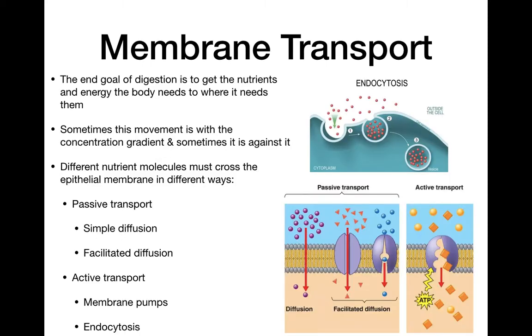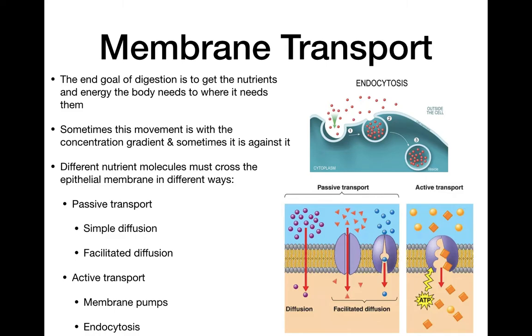Okay, let's do membrane transport. So this is kind of back to topic 1, because the end goal of digestion is to get the nutrients into your body and energy where it needs to be, it has to enter the bloodstream. So this movement can be with the concentration gradient or it can be against it. It really depends on the particular nutrient. So they cross the membrane of the microvilli in the small intestine in different ways. If it's with the concentration gradient, it's going to be passive transport.